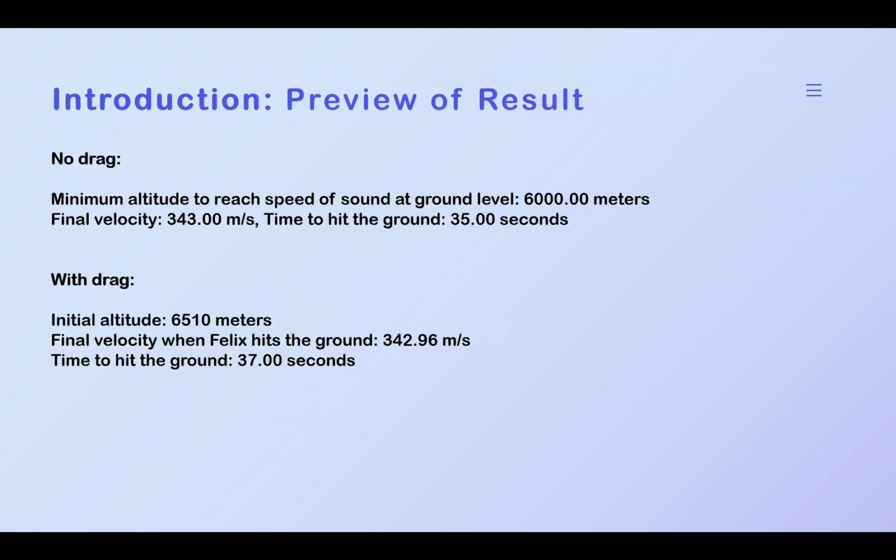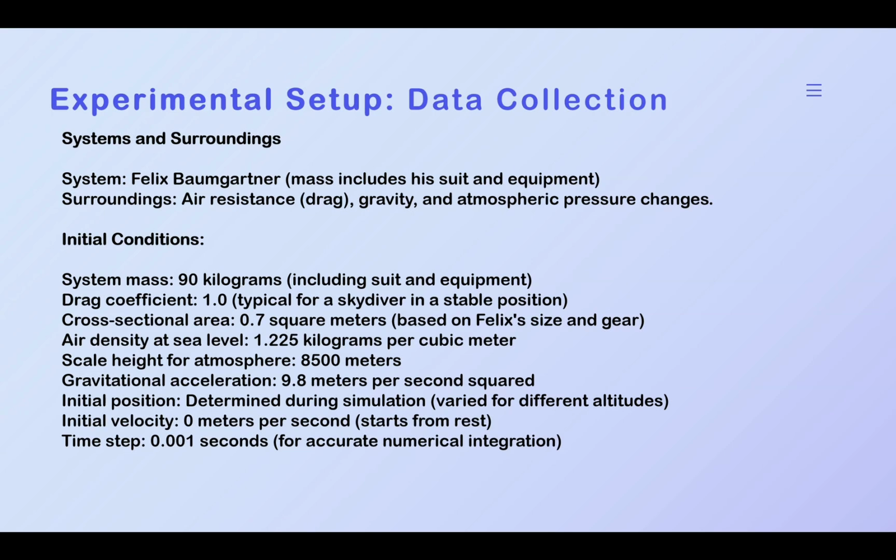And here is a preview of the result of the computational models. So when there's no drag, the minimum altitude to reach the speed of sound at ground level is 6,000 meters. And with drag, the initial altitude I get is approximately 6,510 meters. And here are the data I collected from the website and also some video about Felix's freefall.